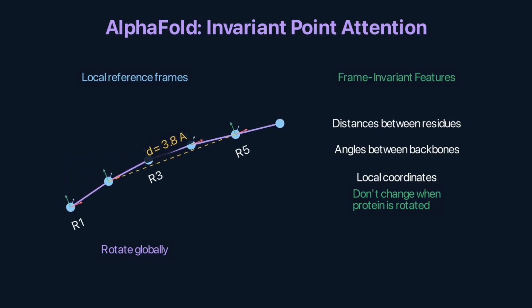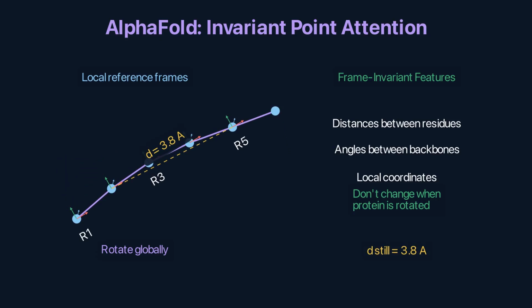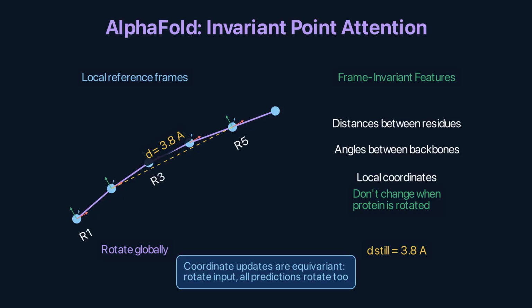When the structure module updates residue coordinates, the updates are equivariant. Rotating the input protein rotates all predicted coordinates by the same amount. This is why AlphaFold produces correct structures regardless of how you orient the input sequence.